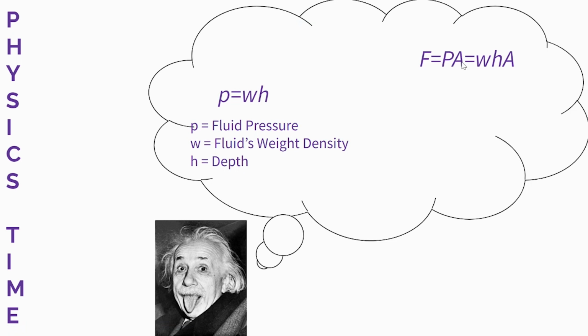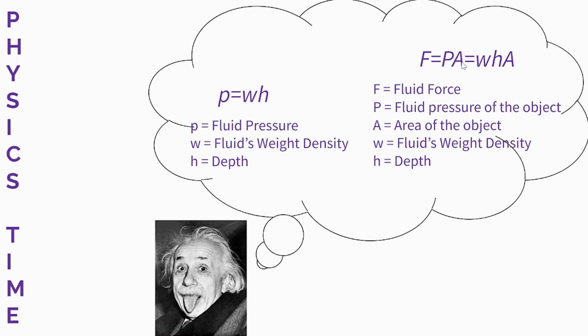And we also have the fluid force formula, which is F equals PA, but we can use some fancy substitution here and plug in our equation for pressure from before into our force equation, and we get F equals WHA. And it's important to note here that A is the area of the object. We've seen W and H before. W is the fluid's weight density, and H is the depth, and P is the fluid pressure of the object.